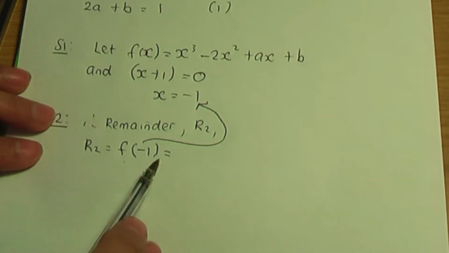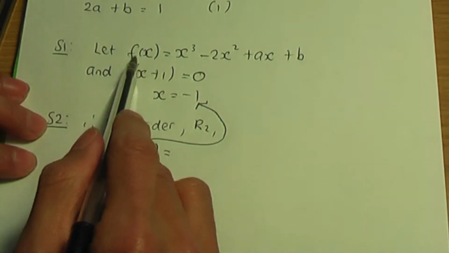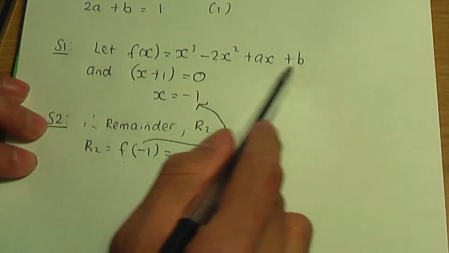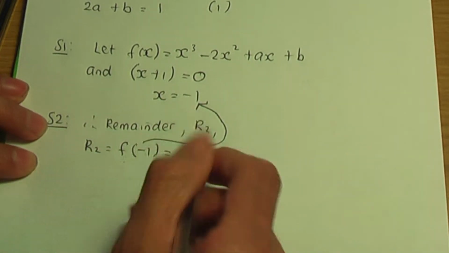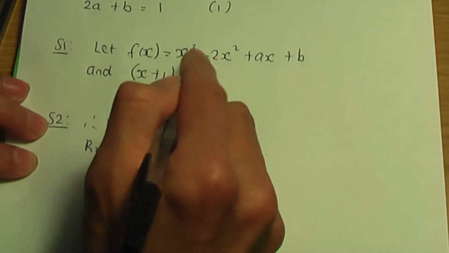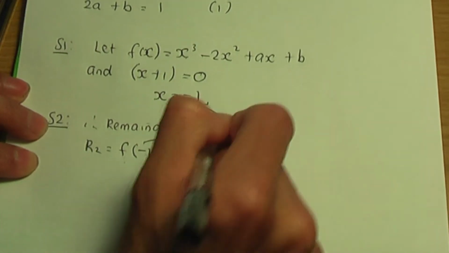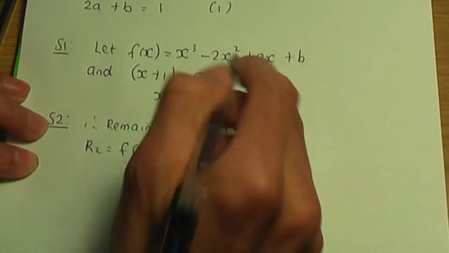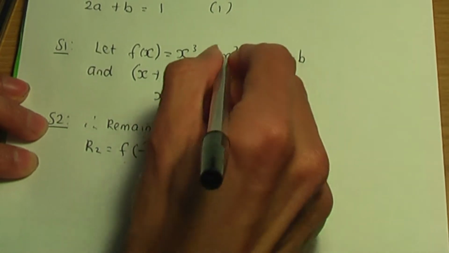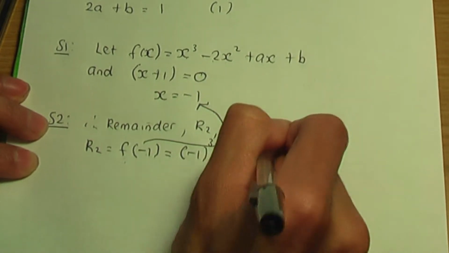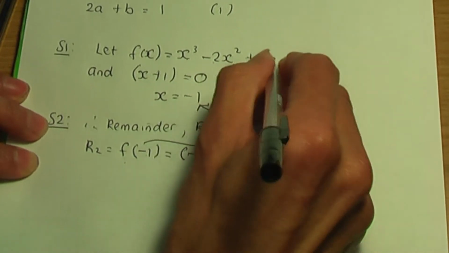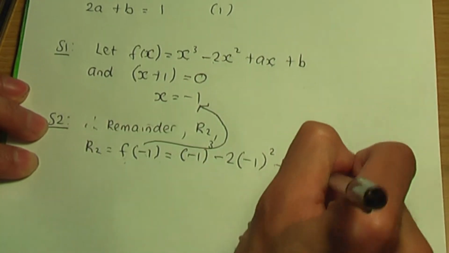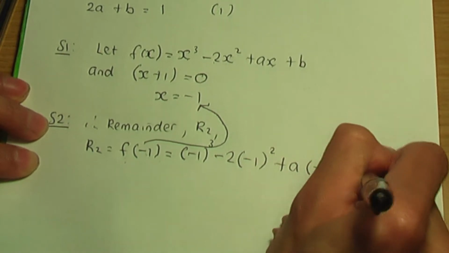To work out f of minus 1, very straightforward. Look at your f of x and replace the x's by minus 1's, giving us minus 1 cubed, minus 2 times minus 1 squared, plus a times minus 1, plus b.